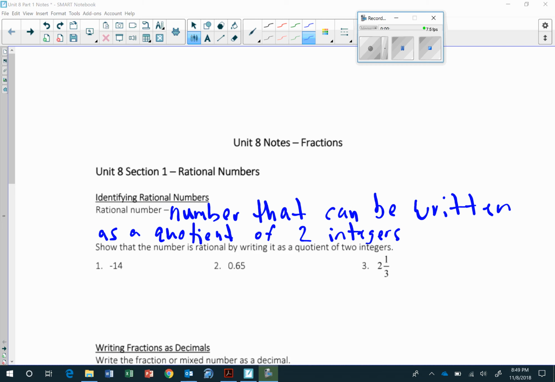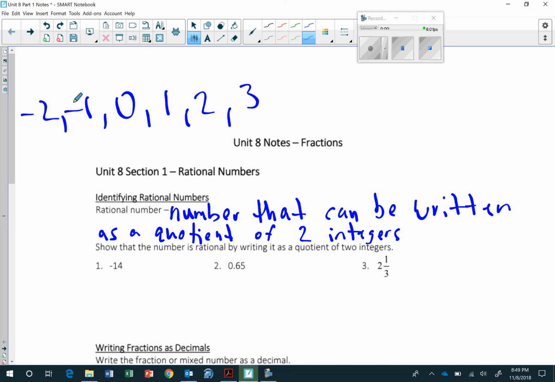A rational number is one that can be written as a quotient of two integers. And so just to remind you, integers are 0, positive numbers, and negative numbers. So all of these are integers. What you'll notice is that none of these are decimals. So in order to be an integer, it cannot be a decimal.